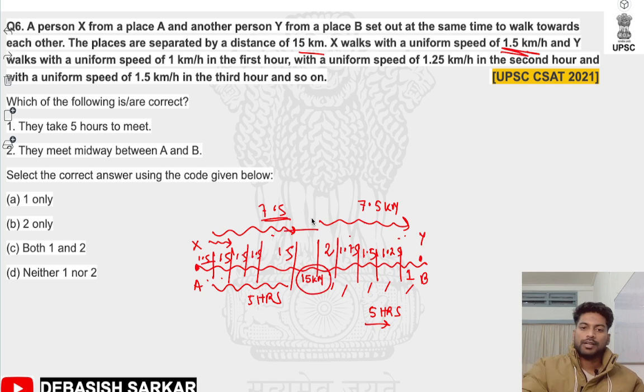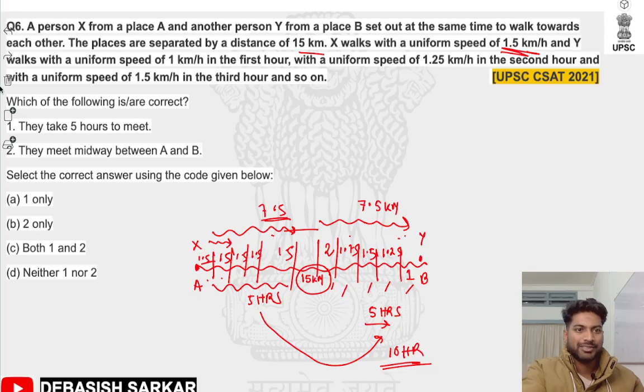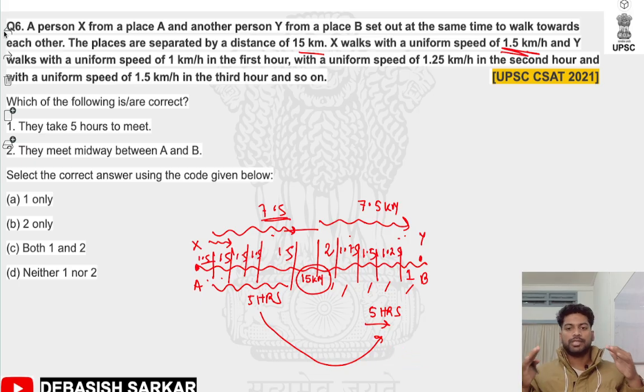ठीक है ना? So how much time they are taking to meet? 5 and 5, that is 10 hours. After 10 hours they will meet. So the answer will be, they take 5 hours to meet. Yes, arre 5, why, sorry, this is so silly mistake. Why 10 hours, after 5 hours? Because both are walking from the opposite direction. Okay, and 5 hours X walked, 5 hours Y walked. So after 5 hours they met.